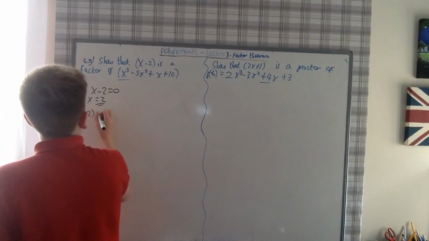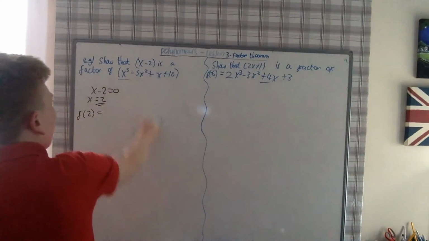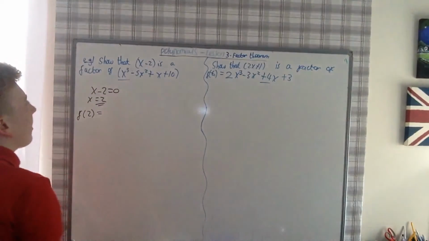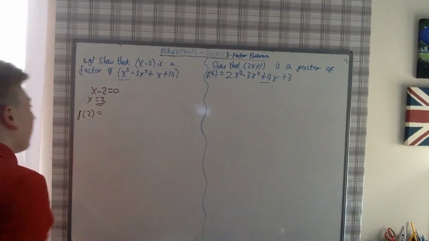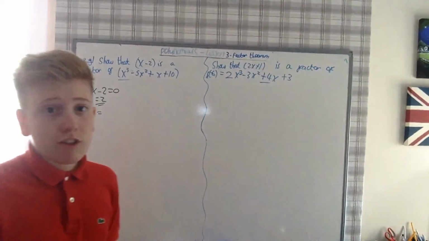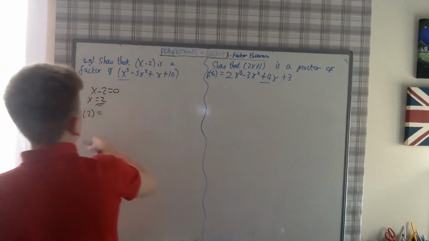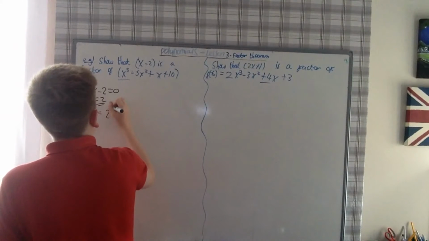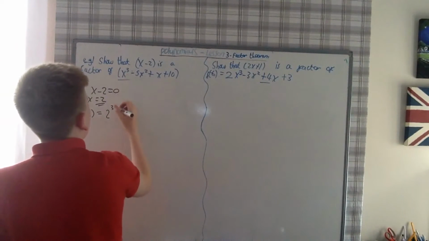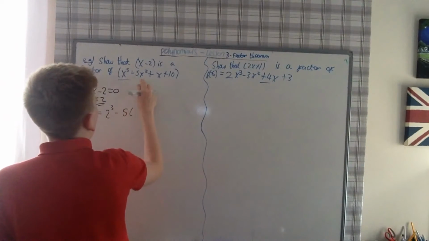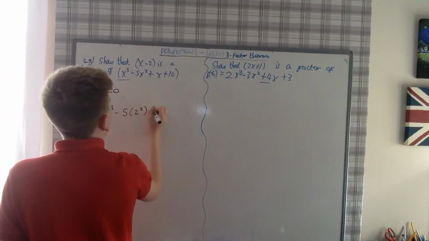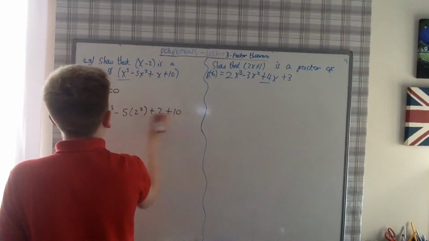And just like with remainder theorem, we're proving in this case that x minus 2 is a factor. So if we're using proof, we need to show every step of the working out. So we can't just jump straight to the answer. We need to substitute 2 into here. But we need to show what we're doing. So 2 cubed minus 5 multiplied by 2 squared plus 2 plus 10.